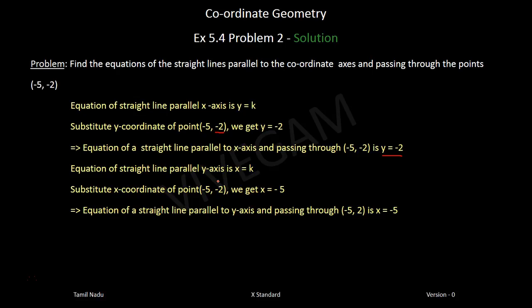the x-axis. Similarly, the equation of the straight line parallel to the y-axis is x equal to k, and they say it passes through the point minus 5, minus 2. So which means this equation will be true for this point. So substitute this point. This equation has only the x coordinate, right? So substitute the x coordinate here, you will get x equal to minus 5. Right? So the equation of the straight line is x equal to minus 5, or x plus 5 equal to 0.